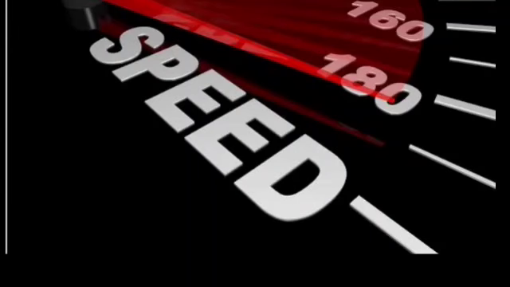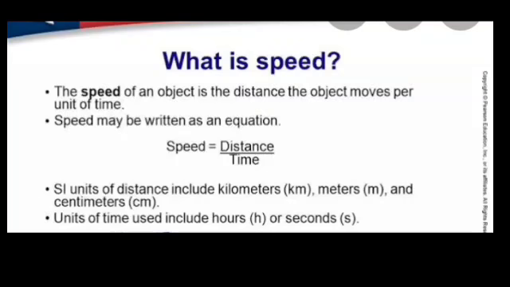Speed of an object is the distance traveled by it in unit time. The speed of an object can be calculated by dividing the distance traveled by the object by the time taken to travel this distance. In other words, the speed of an object is the distance the object moves per unit of time. Speed may be written as an equation: speed is equal to distance upon time.